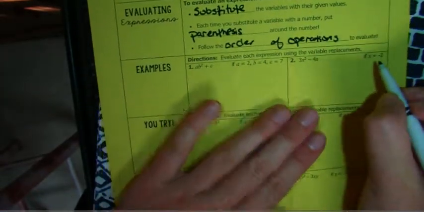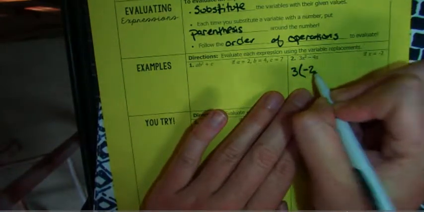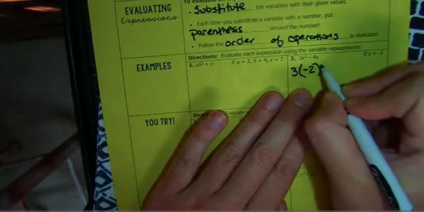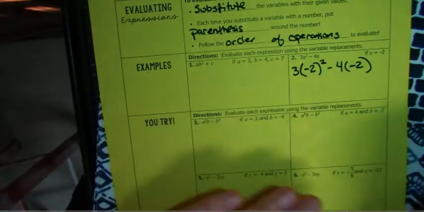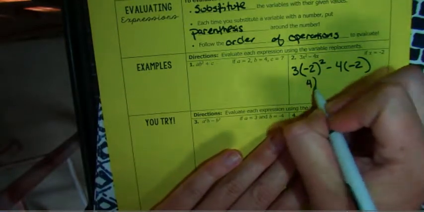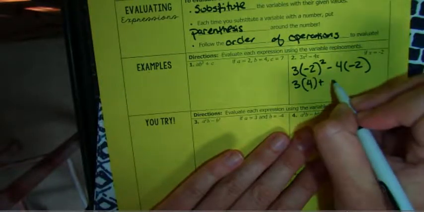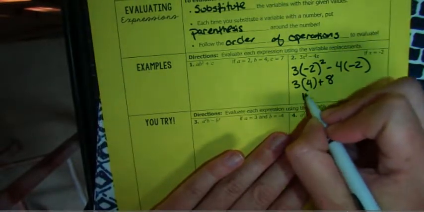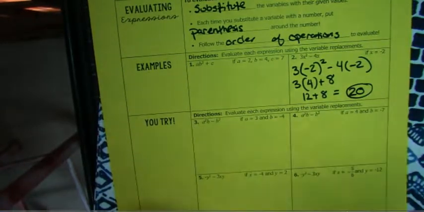So remember, we're going to put parentheses around. So 3, and then I'm going to put in a -2 because it says x equals -2 squared minus 4. And we're going to show our work for this. So -2 squared is 4. -4 times -2 would be positive 8. And I'm going to get 12 plus 8, and I know my expression will equal 20.